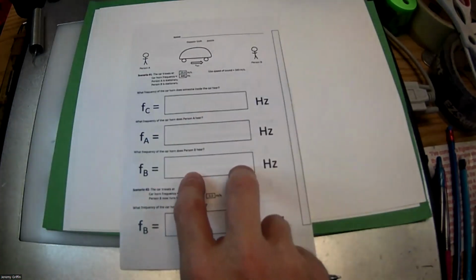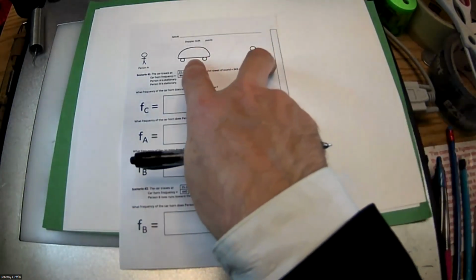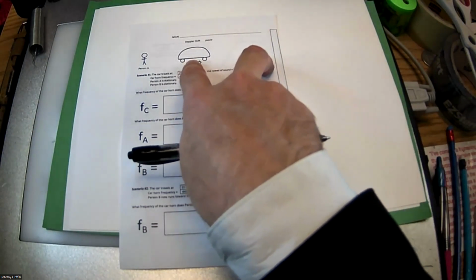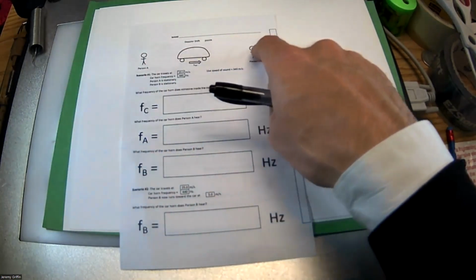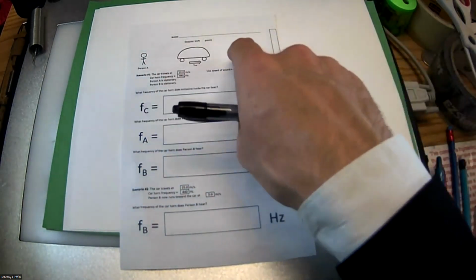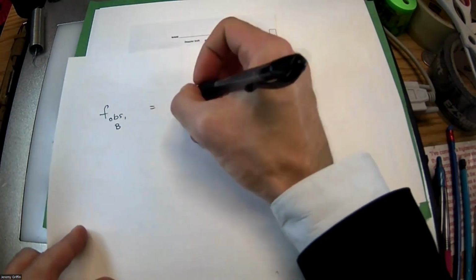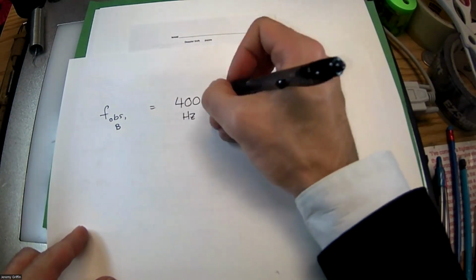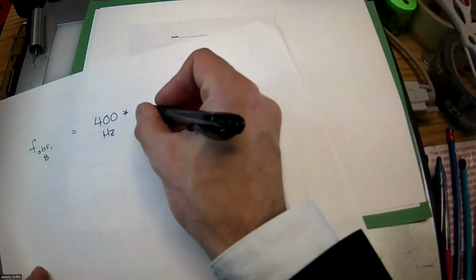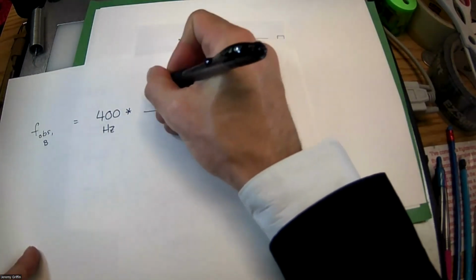Next question. How about person B? Now, for person B it looks like we have all the same numbers, but it's going to be different because the car's headed towards this person. So now that should sound like a high frequency. So the frequency observed for person B is the source frequency. Now you guys aren't writing 400 hertz, that's just my number. Multiplied by the speed of sound, 343 meters per second.